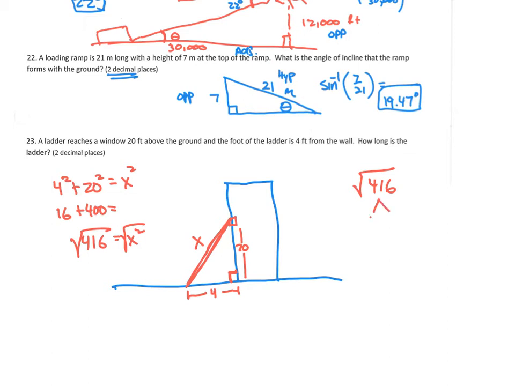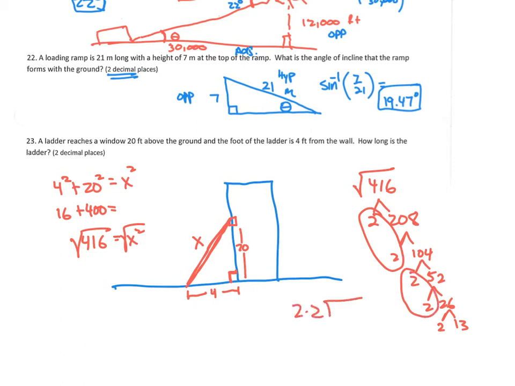Let's try to break that down. So breaking that down to 2 in 208, then 2 in 104, 2 in 52, 2 in 26, 2 in 13. So we can pull out a group of 2's. So pull out a 2 and pull out another 2. So we're going to get 2 times 2 on the outside, radical 2 times 13 on the inside. That'll be 4 radical 26. That's the length of the ladder.